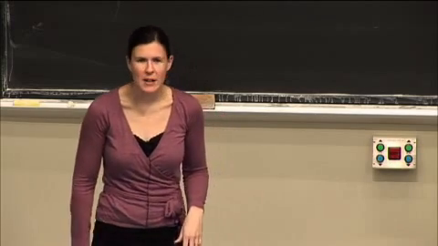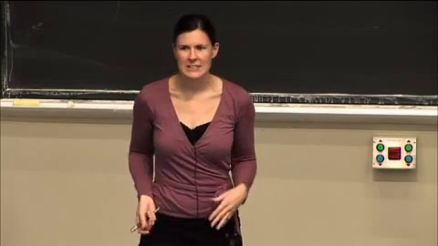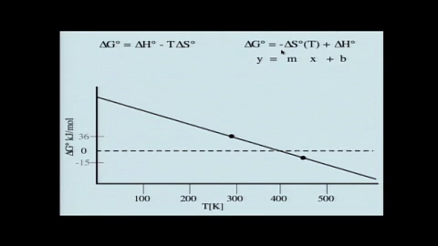And let's actually think about the fact that this is a line and see what our slope and our y-intercept is going to mean. We can say that delta G is equal to negative delta S times T plus delta H, if we want to put it in the form of the equation for a line. So what this tells us is that our slope is going to be negative delta S here. And if we think about our y-intercept, that's going to be the change in enthalpy for the reaction.